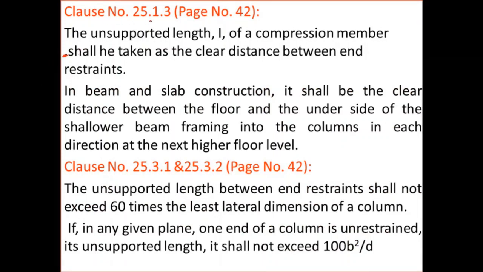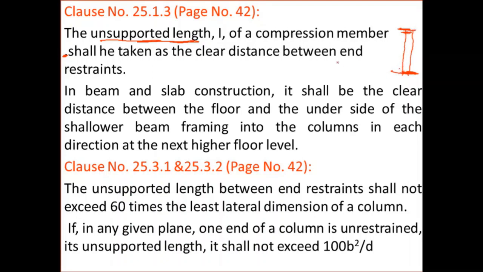Next, clause number 25.1.3, this is related to the unsupported length. What is unsupported length? It is the clear distance between the restraints. That means one floor is there, another floor is there, and a column is there like this, suppose. Then whatever this clear distance is, that is called the unsupported length.